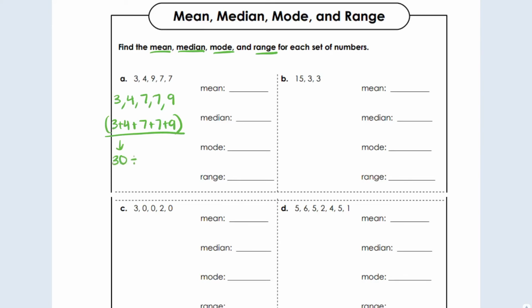And what am I dividing by? How many numbers did I add together? 1, 2, 3, 4, 5. So I divide by 5, and my mean is 6. And there we go. Okay, let's find the median.